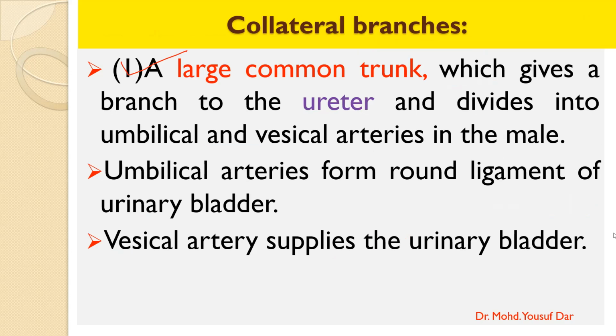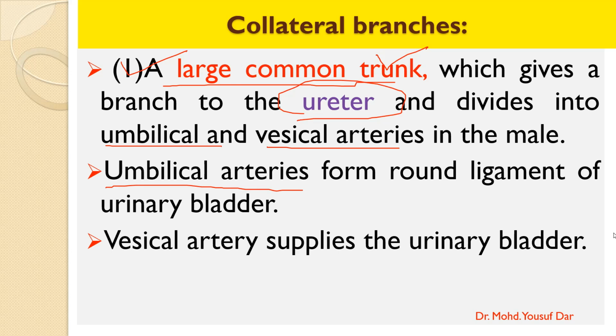First we will discuss the collateral branches of the internal iliac artery. The first collateral branch is a large common trunk which gives a branch that supplies the ureter. In males, the common trunk divides into the umbilical artery and the vesical artery. The umbilical artery is present in fetal life, and in adults it forms the round ligament of the urinary bladder, while the vesical artery supplies the urinary bladder in males.